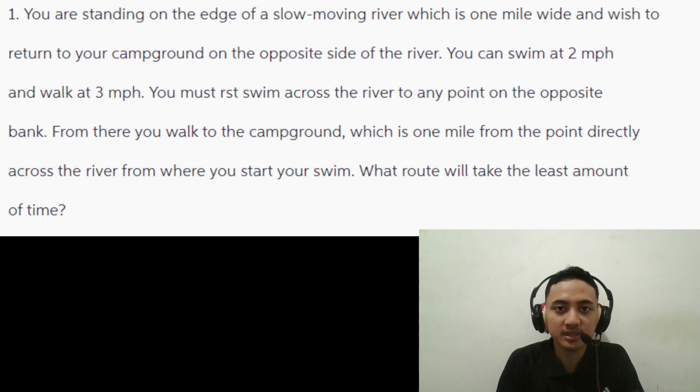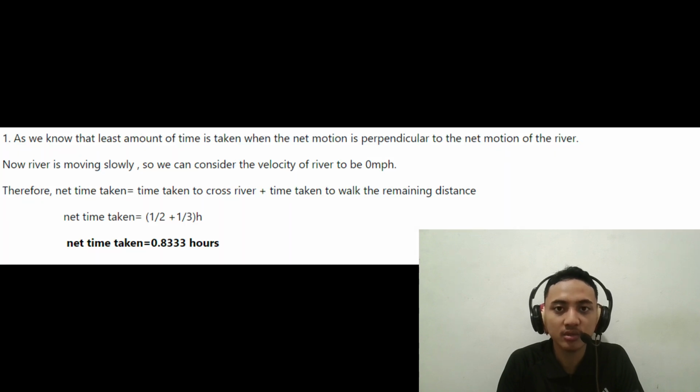After solving, the optimal distance downstream to land for the least travel time is x equals 0.6 miles. The total minimum time taken is approximately 0.83 hours.